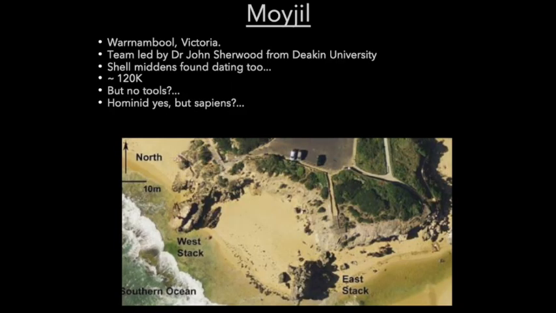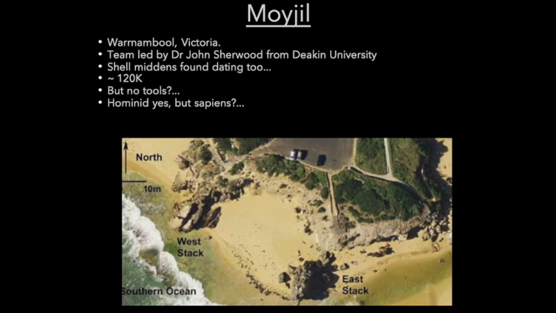And then we've got this site, Moorjeel, in Victoria, a team led by John Sherwood at Deakin University. They found shell middens. So shell middens are the remains of a feast on oysters and shellfish that have been piled up over a few generations. And they decay in a very specific way, at a very specific rate. And they've been dated at around 120,000 years. But there's been no tools found around there. This is a really interesting one to watch.